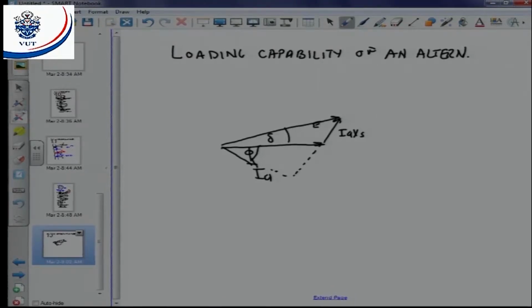Now if we draw a line perpendicular to IA XS, that will be our 1 per unit power line. Now by changing the excitation, if we make it either bigger or smaller, E changes, and if we change delta, P changes.